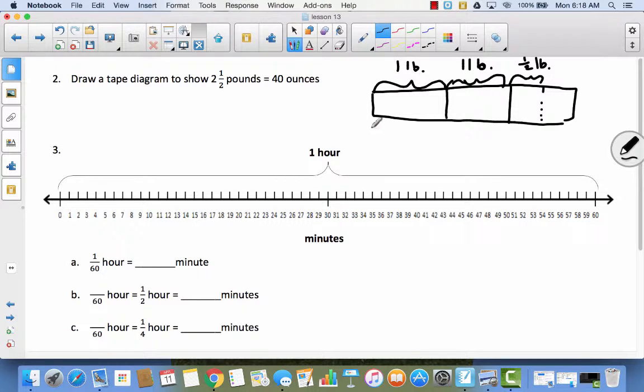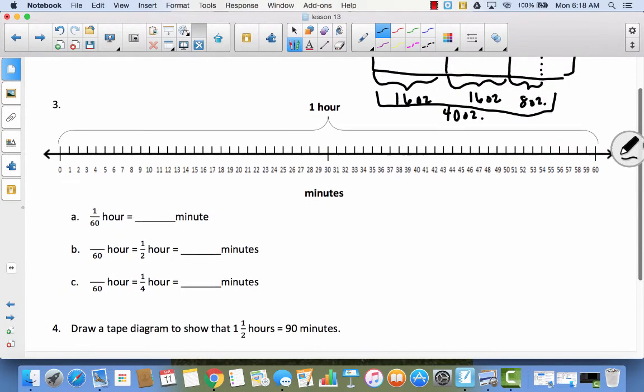So how many ounces are in a pound? 16, right? So this would be 16 ounces. This would be 16 ounces. And then what would be half of 16? 8 ounces. So if I added 16 and 16, that gives me 32. And 32 plus 8 equals 40. So 2.5 pounds is equal to 40 ounces. And I could even do this if I wanted to represent that this together equals 40 ounces.